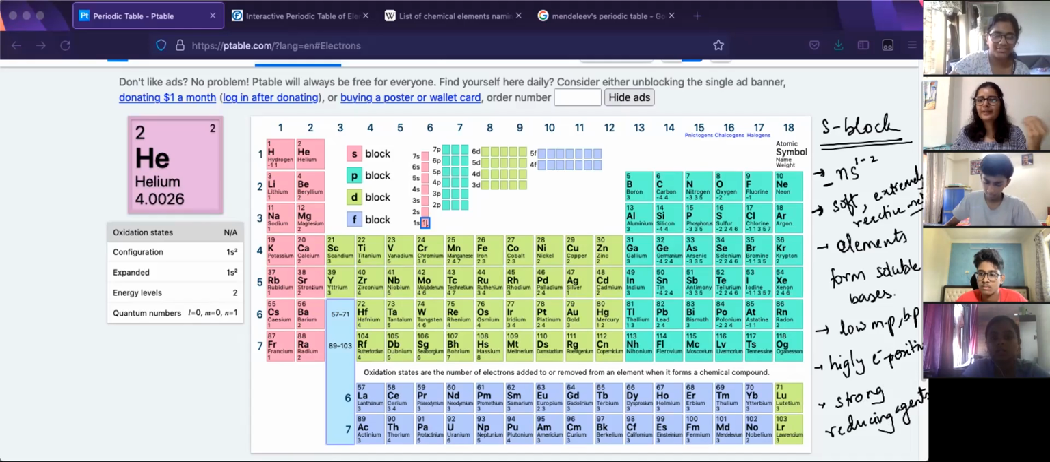Absolutely, that's it. So reduction is gain of electrons, right? So gain kahan se ho raha hai? If something else is ready to give electrons. So that's something else that gives electrons so that the reduction can happen. So that's a reducing agent. Now, because these S-block elements can give electrons quite easily, they form really strong reducing agents.